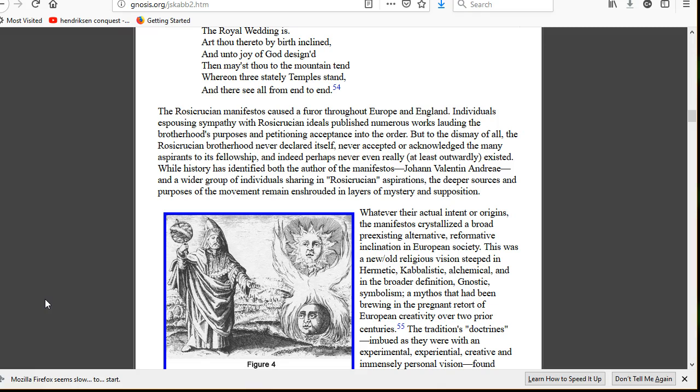While history has identified both the author of the manifestos being Johann Valentin Andrea, and a wider group of individuals sharing the Rosicrucian aspirations. The deeper sources and purposes of the movement remain enshrouded in layers of mystery and supposition.